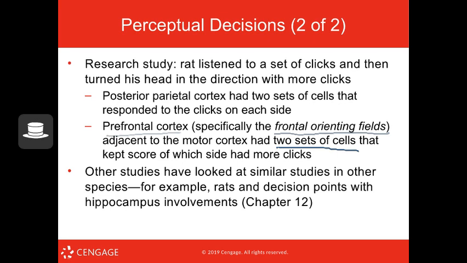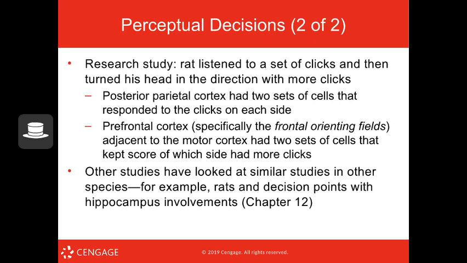So we have a set of cells for each side responding to the clicks, and then there's also part of our prefrontal cortex that is keeping score and saying, okay, there are 7 on this side, 5 on this side. Oh, now there are 12 on this side, 7 on this side. Okay, I'm going to turn towards this side, right? So the parietal and prefrontal cortex are both measuring sensory information and then making a decision based off of that sensory information.